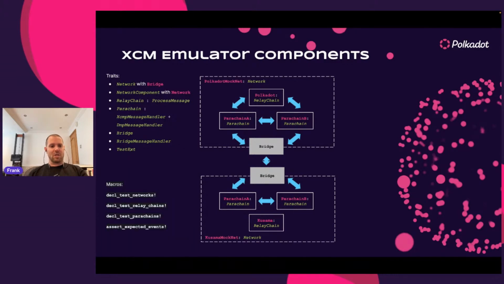And then moving on slightly, the most important part is obviously the macros. I'm not going to cover those in detail. The only difference really from the simulator is that it's networks plural, relay chains plural, so you can declare all your relay chains in one particular block. That makes it just ever so slightly neater. And there's also the addition of the assert expected events helper macro.